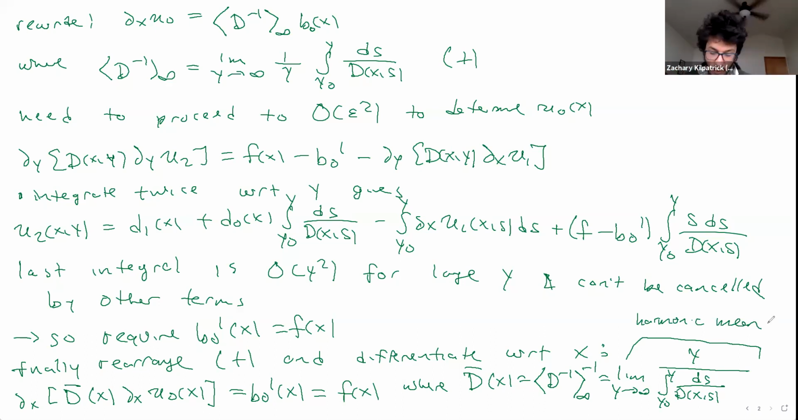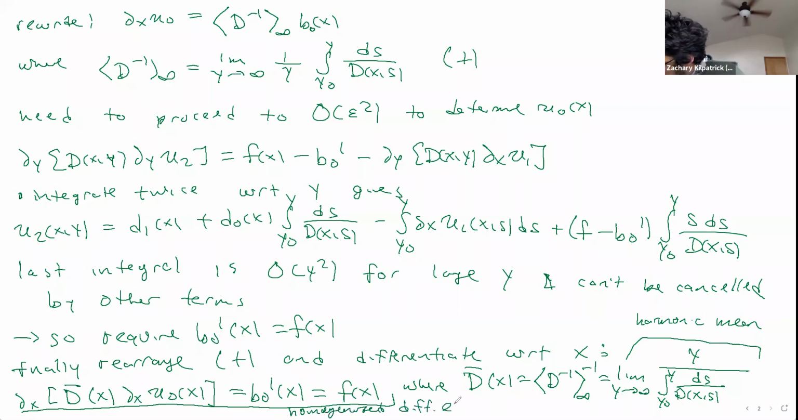Great, so that's what we wanted. We have our homogenized differential equation. I'll show how we can solve this for a specific example. But I just want to note that this thing here is our homogenized differential equation, and this is what we call our effective coefficient.